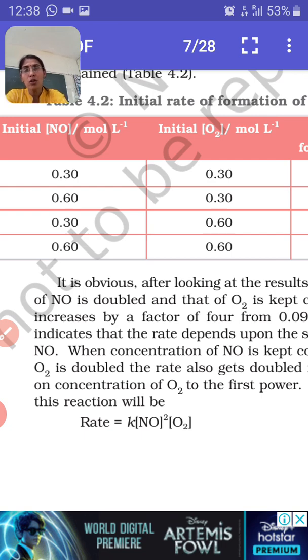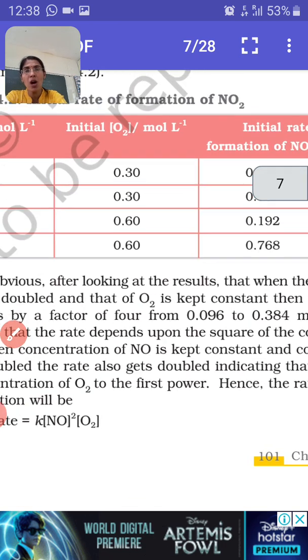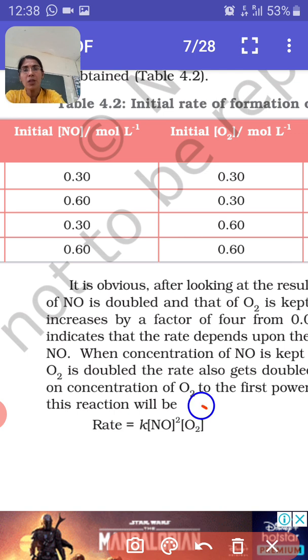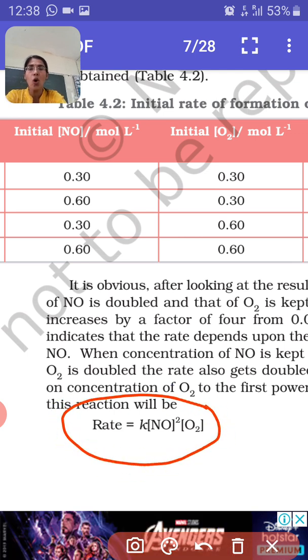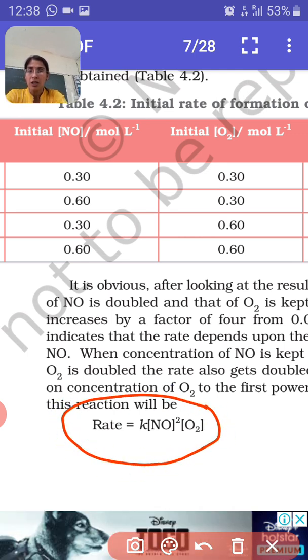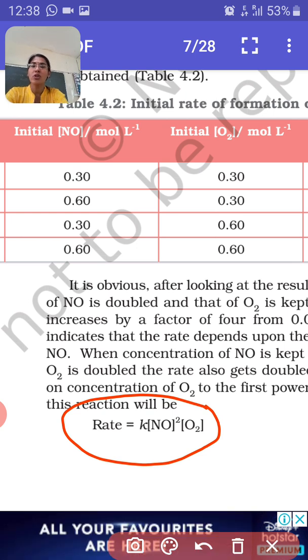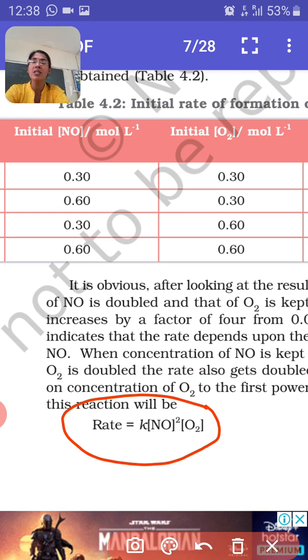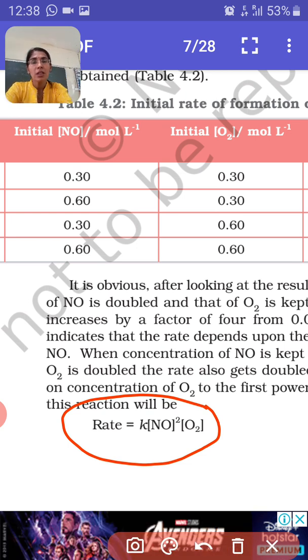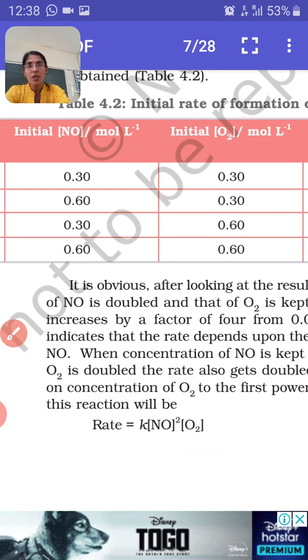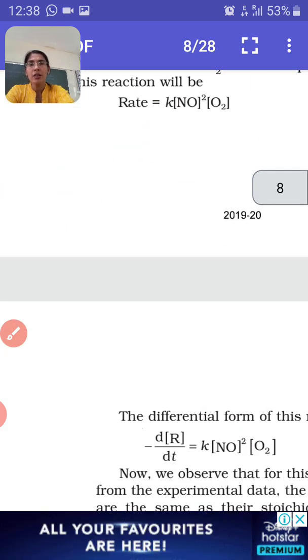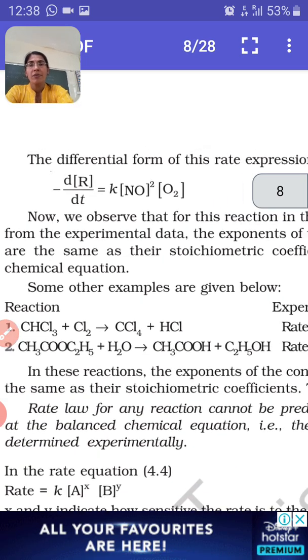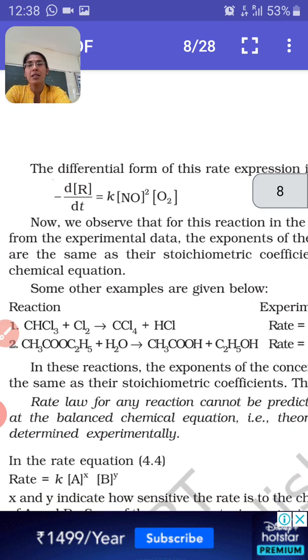So now this equation will be called as the rate law, and here the power 2 is the order of reaction for nitrogen oxide, and power 1 of oxygen concentration will be known as order 1 of the oxygen. So now children, we shall see a few more examples.